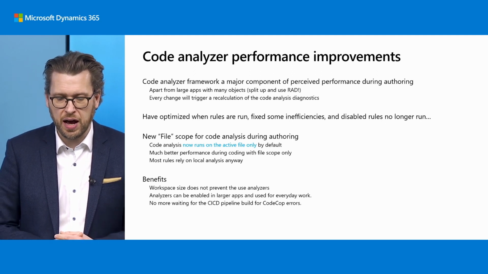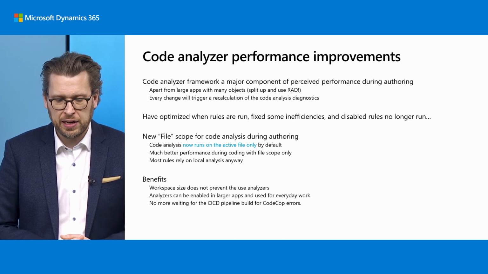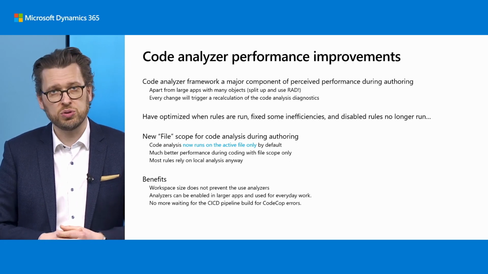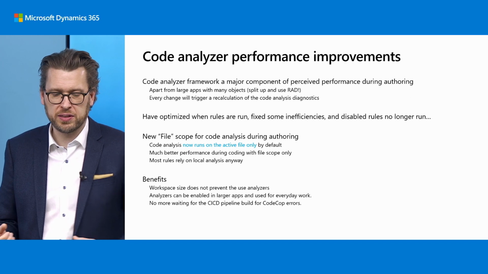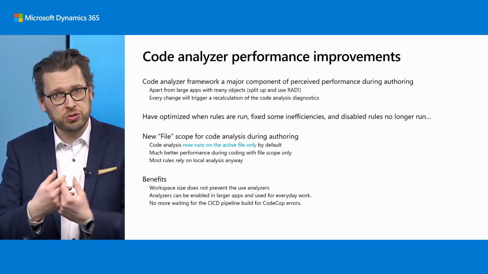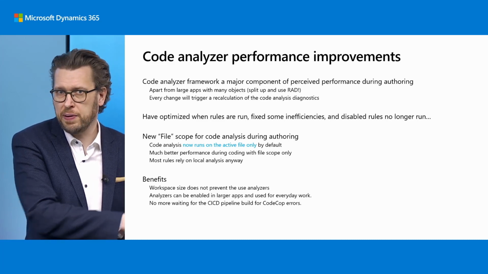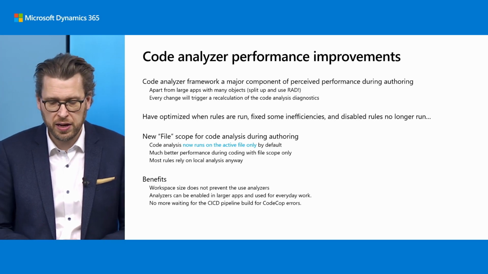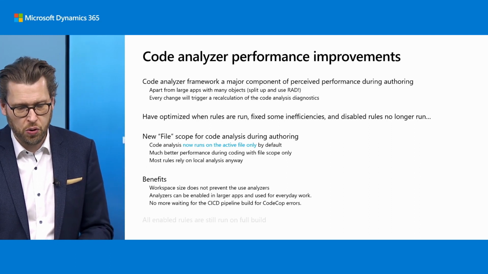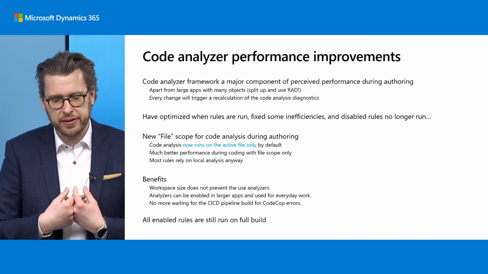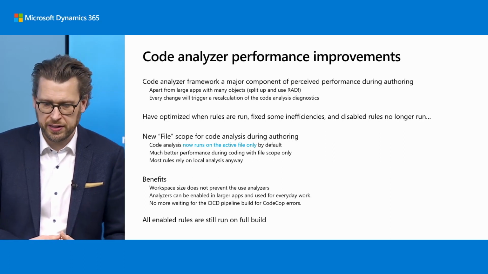Because the benefits are that the workspace size no longer prevents using code analyzers, so they can be enabled for larger apps and be used for everyday work. And you don't have to wait to get the results. I mean, sometimes today they would be turned off and not used during authoring because of the performance impact. And then partners would rely on CI/CD pipeline builds, for instance, to get code cop errors. But with this improved performance, you can actually have them still enabled and get them surfaced during code authoring directly. Of course, when you're doing a full build, the enabled rules will still all run in that scenario.